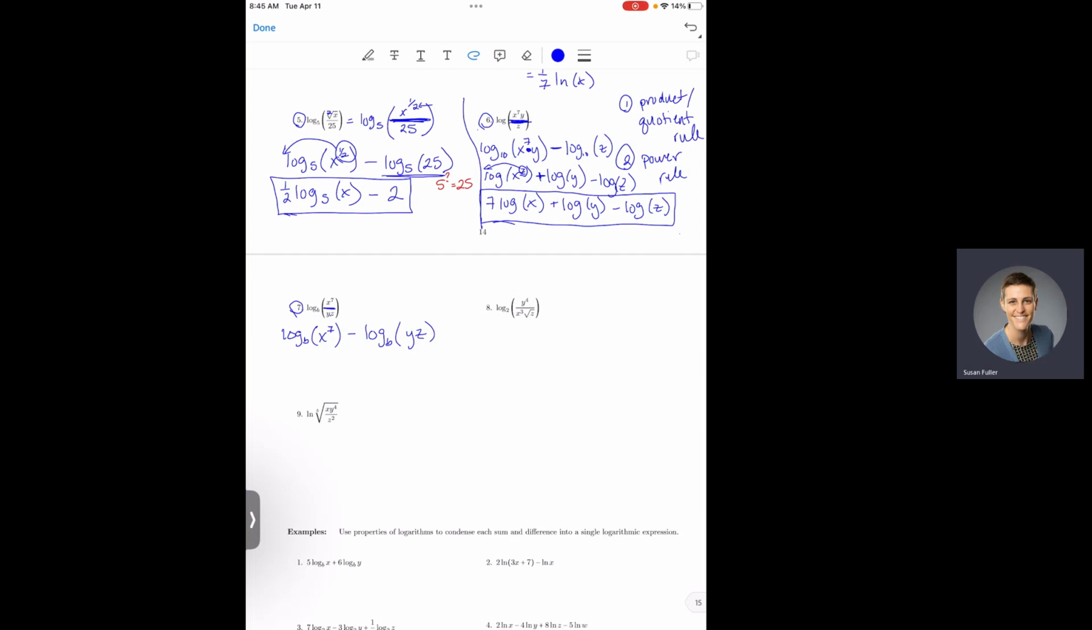Okay, so we have the division taken care of now. Do we have any multiplication or division remaining? We've got some multiplication right here. So we're going to apply the product rule to that piece. And we are going to have log base b of x to the 7th minus, now we can split this one up with the product rule.